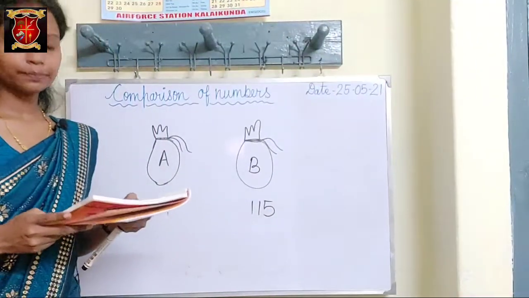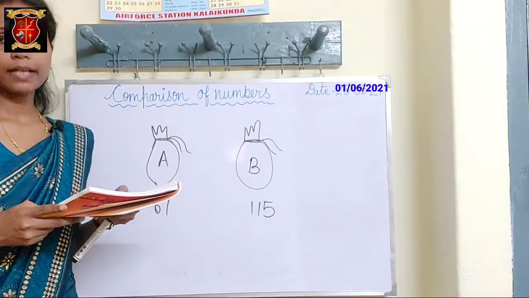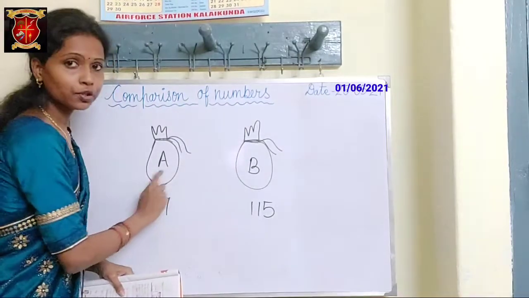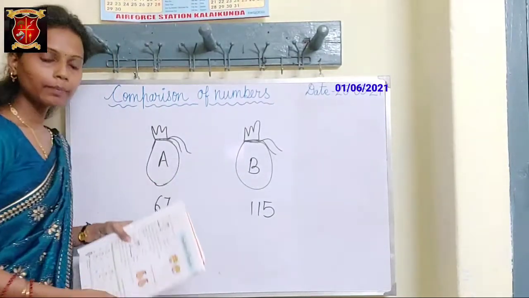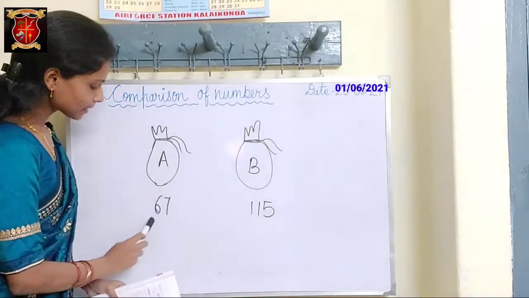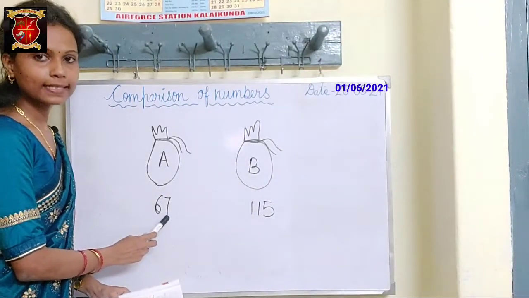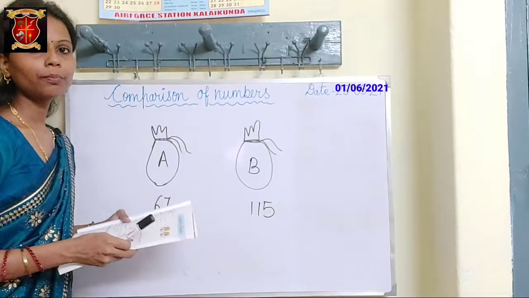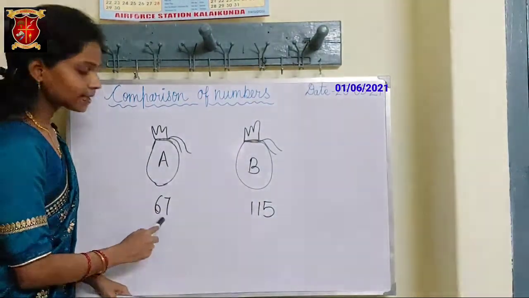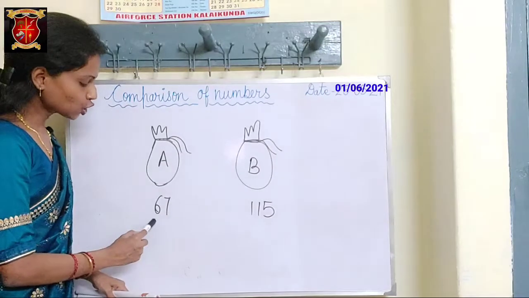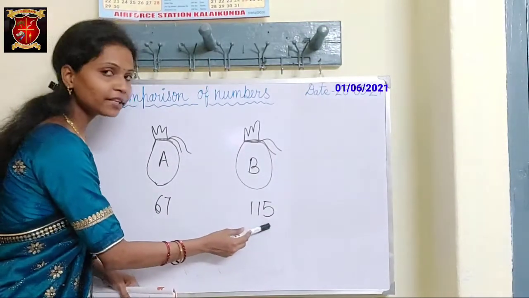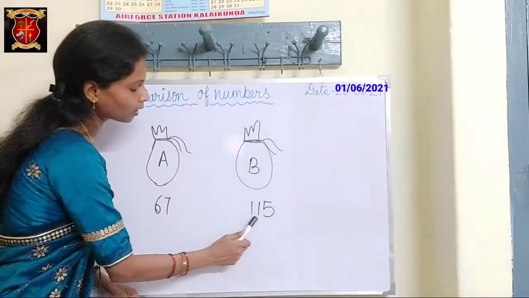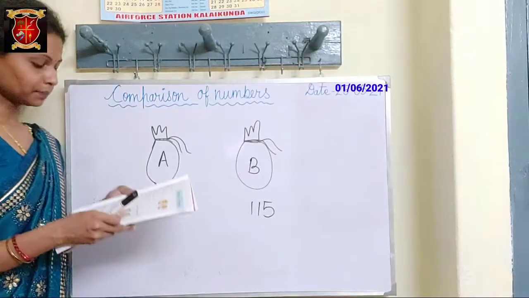Okay, let's read the next question. There are two purses. There are two purses A and B. A contains 67 rupees. How many rupees? 67 rupees. Now B contains 115 rupees. So here 67 has how many digits? 2 digits. And 115 is a 3-digit number. 67 is a 2-digit number. 115 is a 3-digit number.